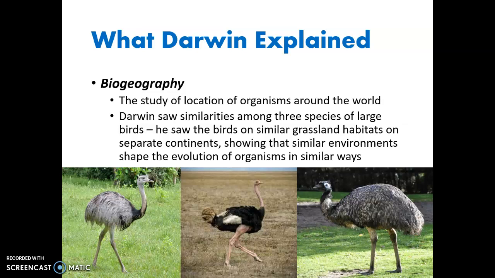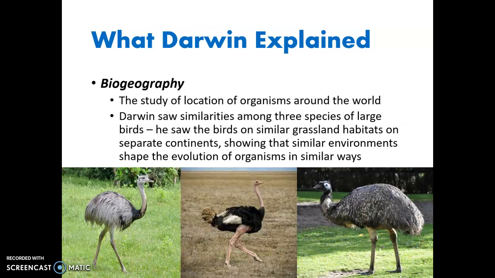Okay, the other thing that Darwin explained is this idea of biogeography. This is the study of locations of organisms around the world. Darwin saw similarities among 3 different species of large birds. He saw the birds in similar grassland habitats on separate continents, showing that similar environments shape the evolution of organisms in similar ways.